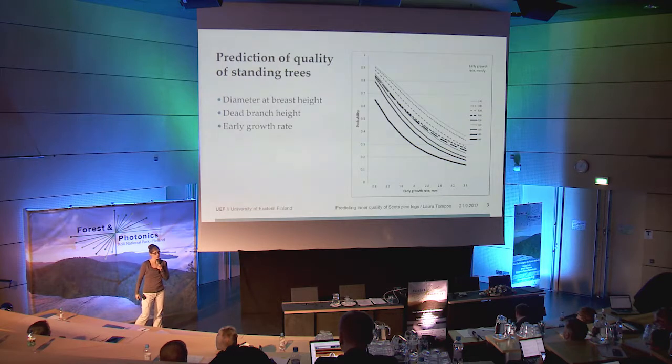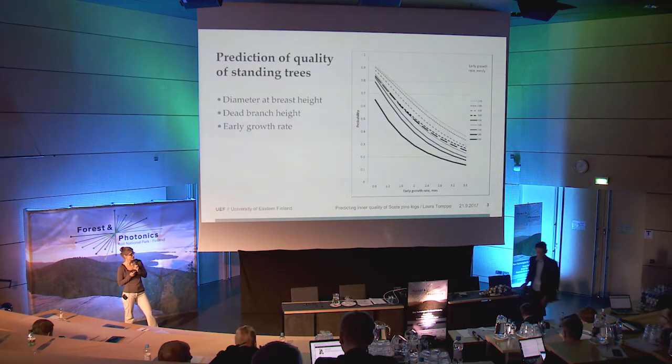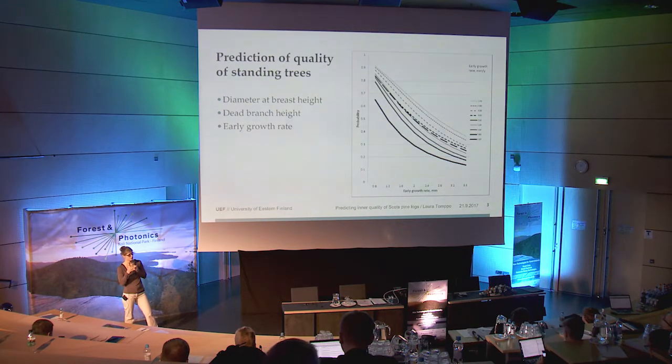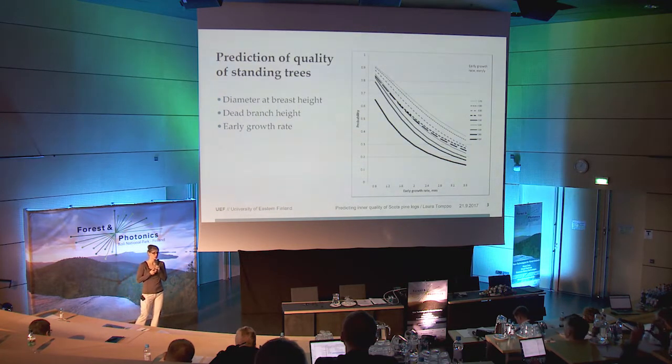So first, about the quality of Scotch pine logs. We already talked about quality this morning, and there are 3 main factors that can be used for the prediction, especially I am now talking about the butt log quality. Of course the diameter of the trunk is one parameter. Another one is the dead branch height. And the third parameter is the early growth rate.